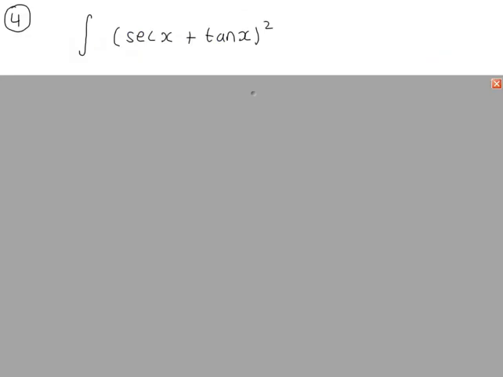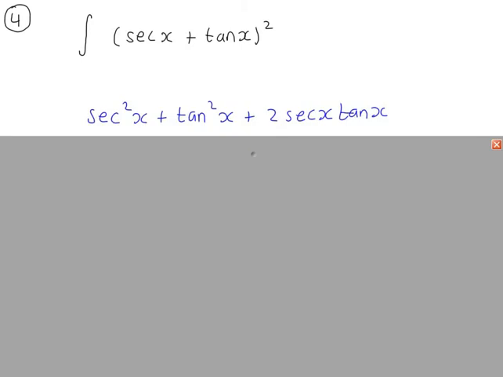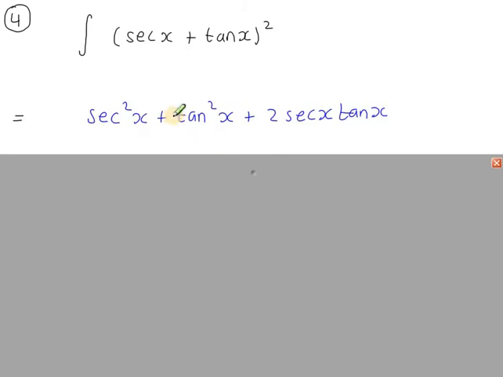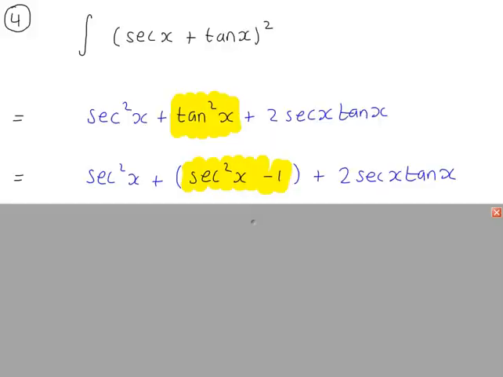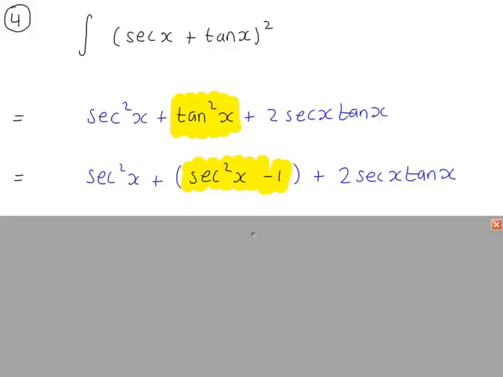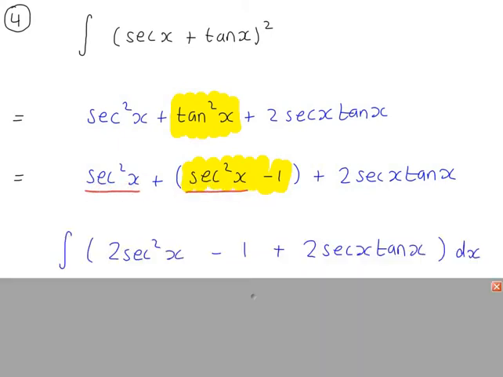Example 4, integrating secant x plus tan x squared. Expand the brackets. Now to integrate tan squared, we need to use an identity. This one here. So tan squared we need to replace with secant squared minus 1, like this. And then take like terms and simplify. There's a secant squared term here, there's another one here. So now we have this, 2 secant squared.